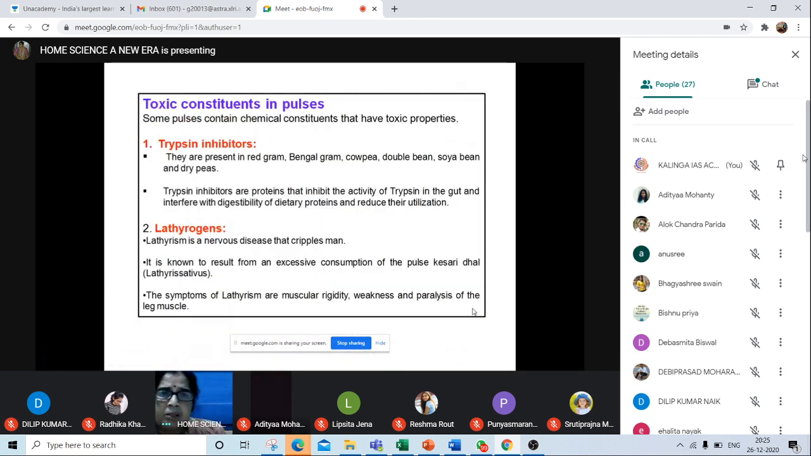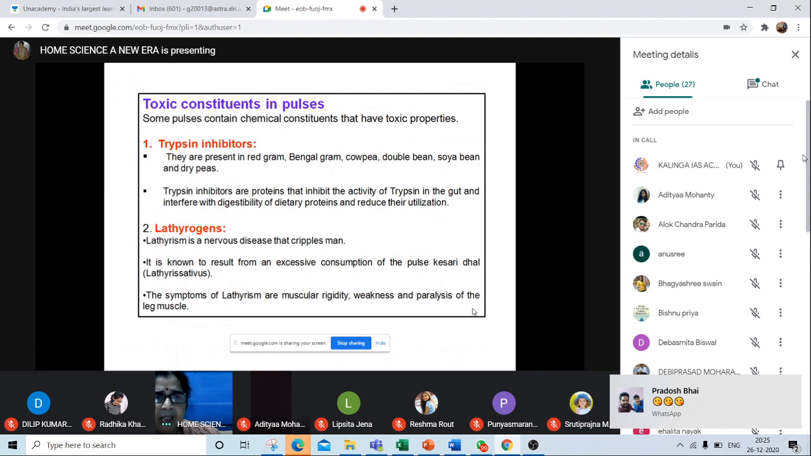Then toxic constituents in pulses. Some pulses contain chemical constituents that have toxic properties. That is your trypsin inhibitors. They are present in the red gram, Bengal gram, cowpea, double bean, soybean, and dry peas. Trypsin inhibitors are proteins that inhibit the activity of trypsin in the gut and interfere with the digestibility of dietary protein and reduce its utilization.